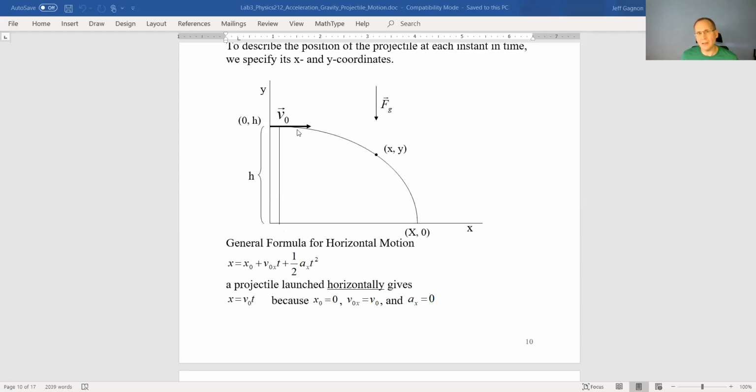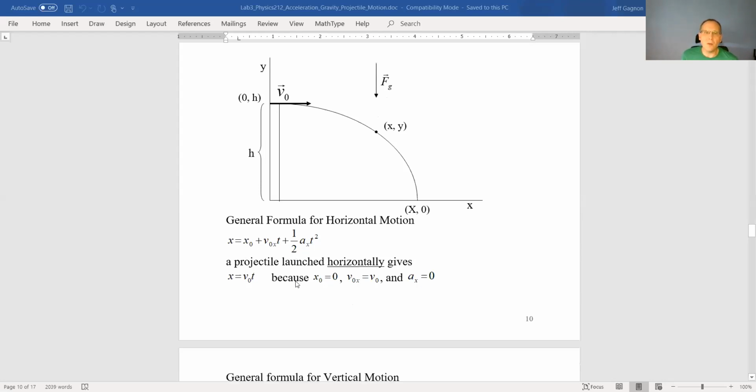It's being launched horizontally. It's all in the X direction. So V naught X is V naught, the entire velocity. And then because there's no forces acting on the projectile in the X direction once it leaves, the acceleration in the X direction is going to be 0. So if I plug all these conditions into this equation, this simplifies to X, the X position, is equal to V naught times the time. So you get this simple kinematic equation, right? Constant velocity in the X direction.